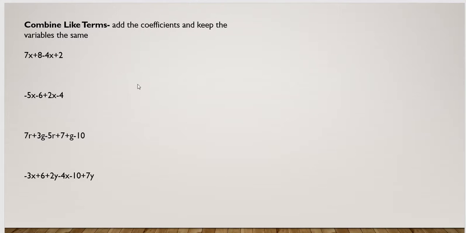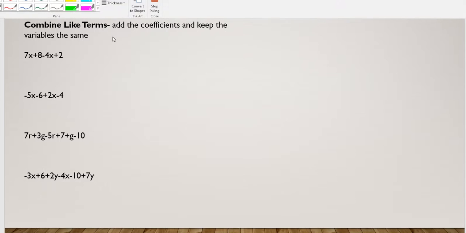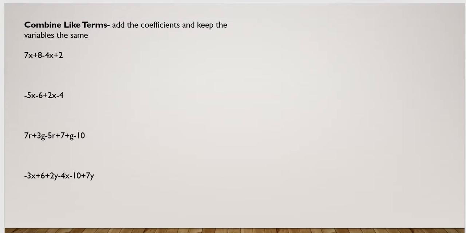One of the skills that you need to be able to show on your test is combining like terms. Like terms are terms that have the same variables raised to the same powers. If the term does not have a variable, we call that a constant, and you can always combine constants with constants. Let's look through these examples on the screen. If we're going to combine like terms, we want to combine the ones that have the same variables to the same powers.